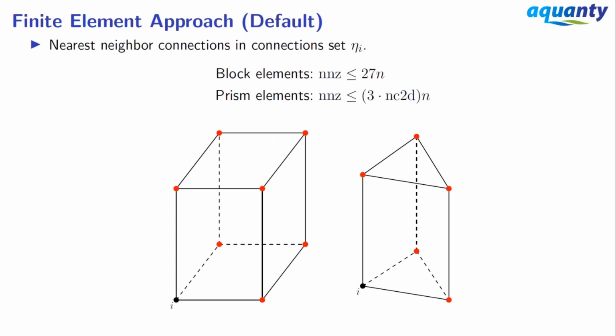There are essentially two different approaches you can use to define your nodal connections. The default approach is using the full set of finite element connections. In that case, for block elements, the number of non-zeros in your Jacobian matrix is going to be bounded by 27 times n, where n is the number of nodes in your model, and for prism elements, it's given by the following equation. You can see here that for the black node I, all the connections are given by the red nodes.